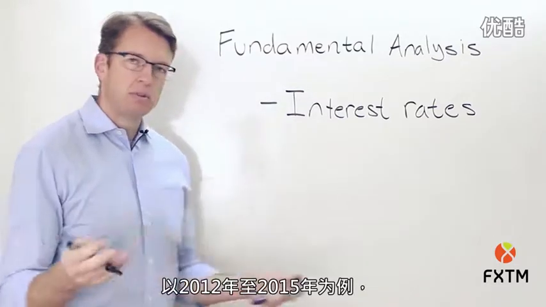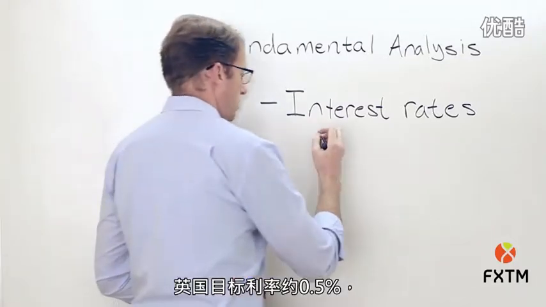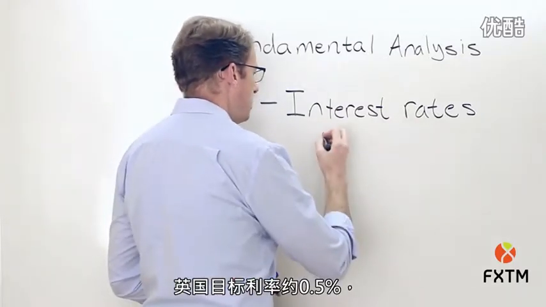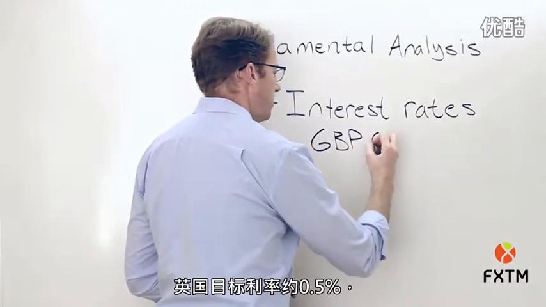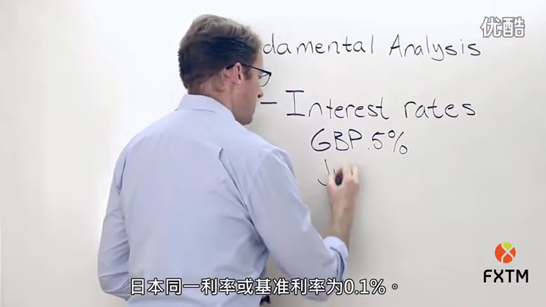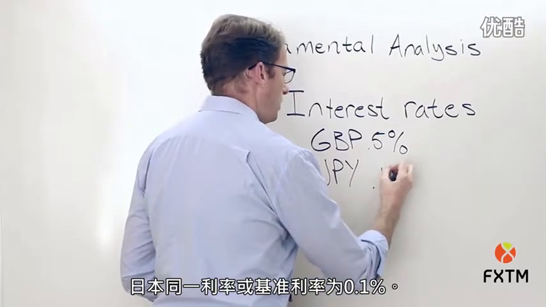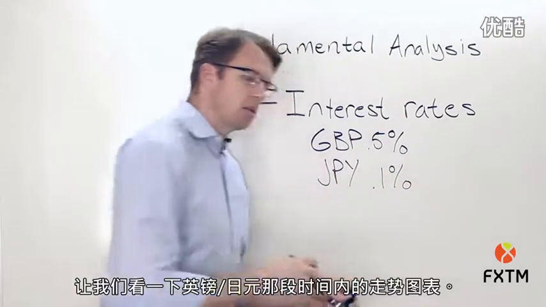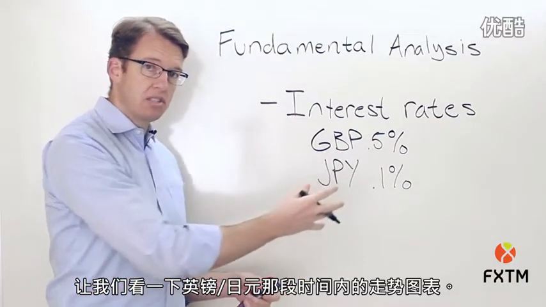So take, for example, from about 2012 through 2015, the target interest rate, or that key interest rate in the UK, was about 0.5%. Now, at the same time, the same interest rate, or that benchmark interest rate in Japan, was 0.1%. So let's take a look at a chart that represents this particular currency pair, the pound versus the yen, over that period of time.